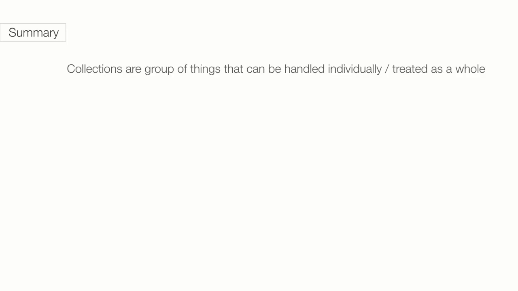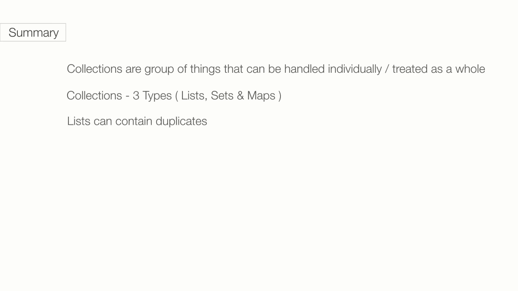Summing up, by now, I hope you agree with me that collections can be useful. Collections in general are a group of things that can be handled as their individual elements and can also be treated as a whole. There are 3 types of collections: lists, sets, and maps. They are super helpful as temporary storage. Lists are ordered collections of primitives and distinguished by their indices. Remember that the numbering starts with 0. And lists can contain duplicate values.